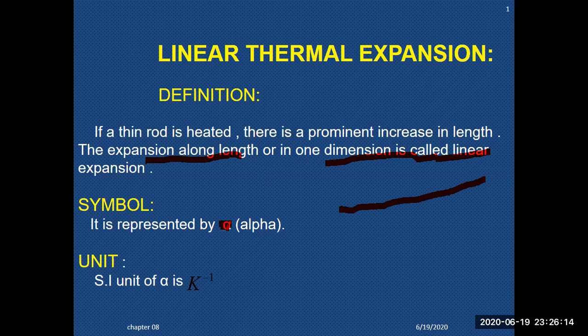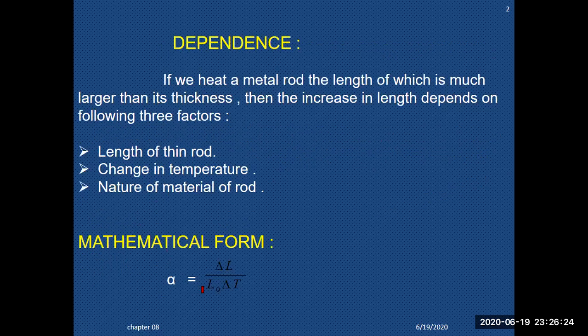It is denoted with alpha. It is represented with alpha. And its unit is 1 over K. SI unit of alpha is 1 over K. So here it is, dependence.